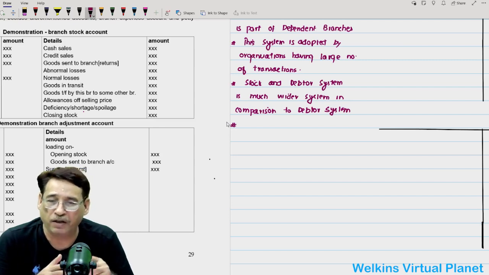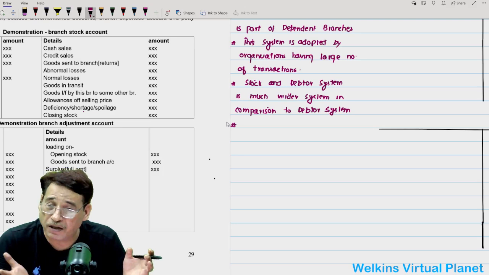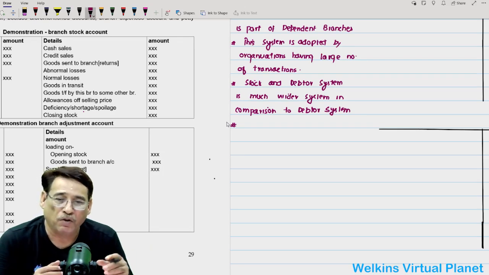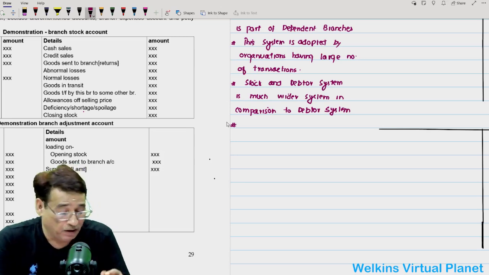This is one advantage. And the second advantage is that in this system, we can exercise far better and efficient control over the branch stock account, over the stock. Why? Because in this particular system, we are going to prepare a separate account, the branch stock account. So we can exercise better control over the stock system, correct?